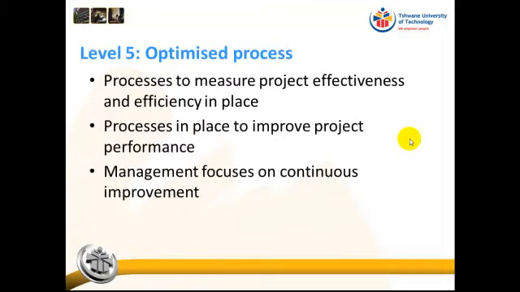Then level 5 is optimized process. With the optimized process, the processes to measure project effectiveness and efficiency are in place. So we don't just know that we can repeat it, and we don't just know that our data is good. We are also making sure that from project to project, we are improving effectiveness and efficiency. So processes are in place to improve project performance, and management now focuses on continuous improvement.